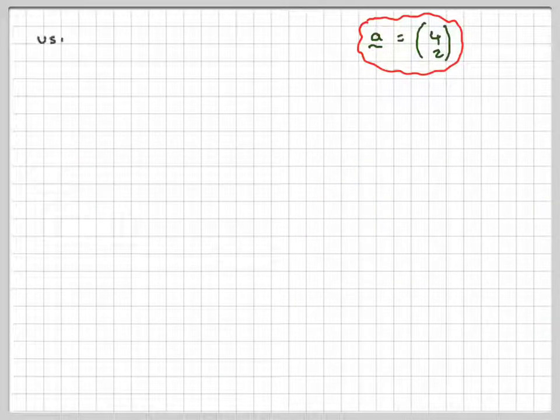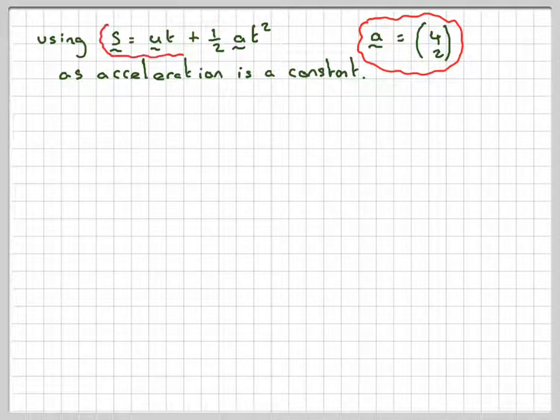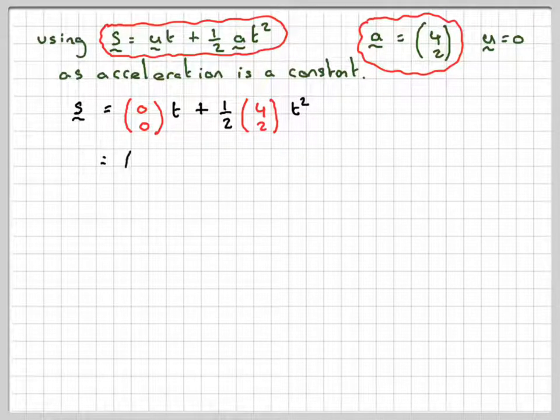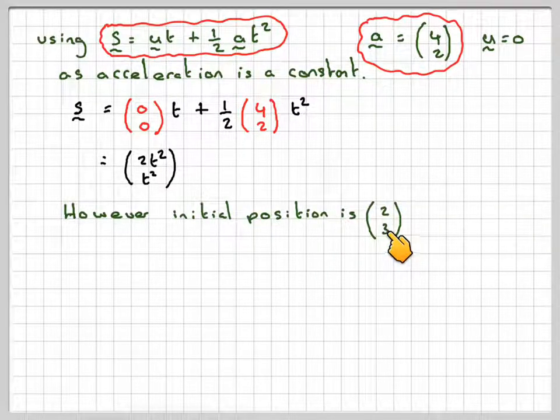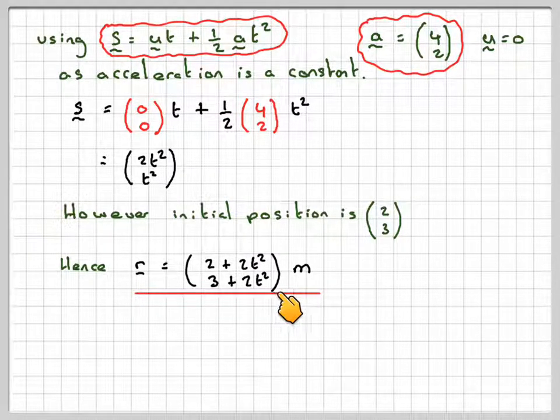So, as the acceleration is a constant, we can then use the displacement vector s is equal to ut plus a half at squared, where u and a are vectors. As the acceleration is a constant, and we know that the initial velocity is 0, so we're going to have s is 0t plus a half times a, which is 4, 2, t squared. So that's going to be 2t squared, half of 4 is 2t squared, and half of 2 is 1t squared. So we get 2t squared, t squared. However, the initial position is 2i minus 3j given in the question. So hence r, the displacement vector, will be 2 plus 2t squared, minus 3 plus t squared meters.